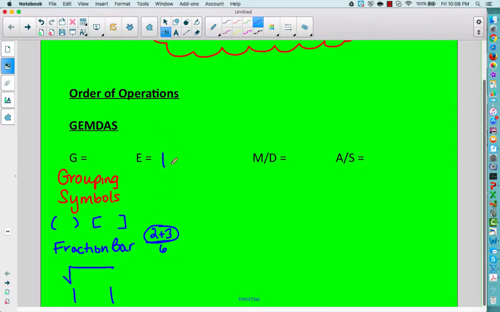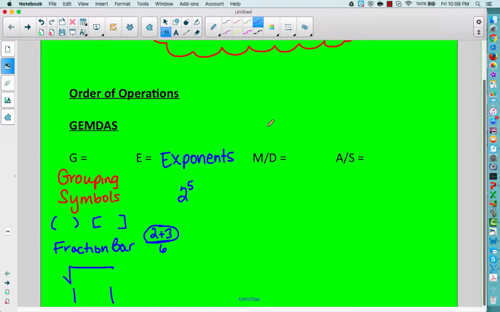Then we work on exponents. Just to remind you, an exponent would be a number raised to a power, like 2 to the 5 power. So you have to do that operation, if it's in the expression, second.